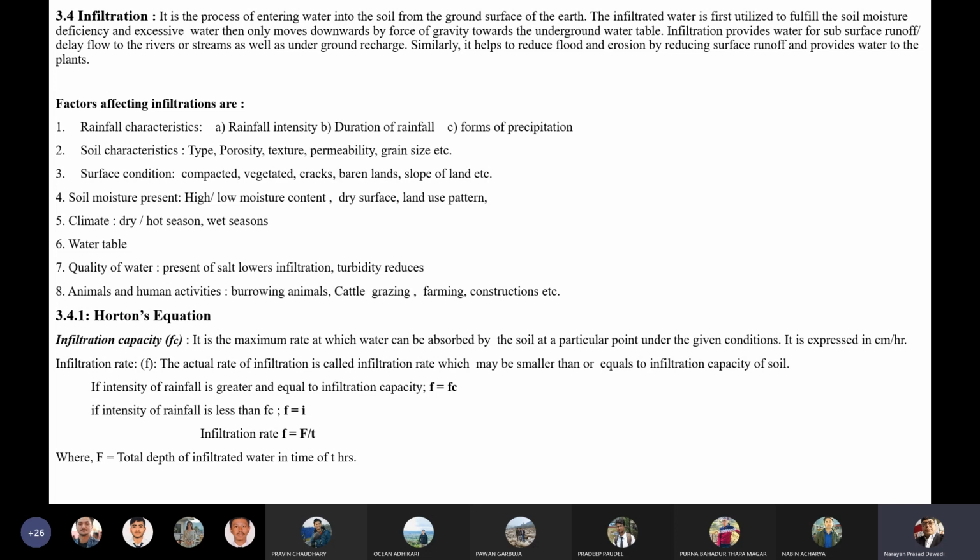Now, forms of precipitation. If the precipitation appears in the form of water droplets, or drizzle, or snow or hailstone, the rate of infiltration will be less or high, because for heavy rainfall, the chance of flowing of water through surface flow may be predominant. For drizzle-type precipitation, runoff will be slow, so the water may seep into the soil, and infiltration will be high.